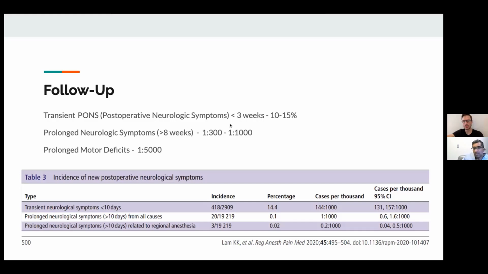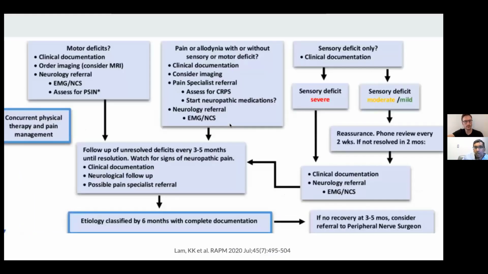In terms of the prolonged neurologic symptoms, we'll go into what the management would be of those, if you wouldn't mind moving ahead there, Steve. Maybe one more, there we go. Okay, so we'll just start, this figure was published in that same paper from the Toronto Western group. And if we start on the right-hand side, if you wouldn't mind just clicking forward, Steve, the sensory deficit only.